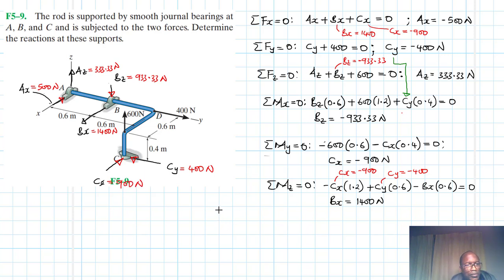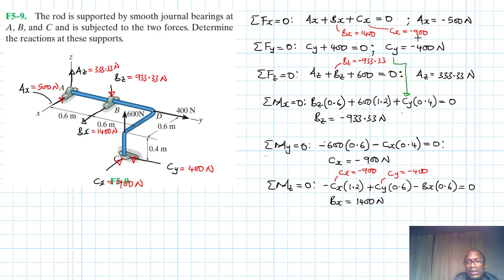All right, let's just give it a quick check. In the x direction, we have 1400 positive, then negative 1400. In the y, we have 400. In the z, we have 933 negative, then positive 600 and 333, which is 933. Great. So everything seems fine.